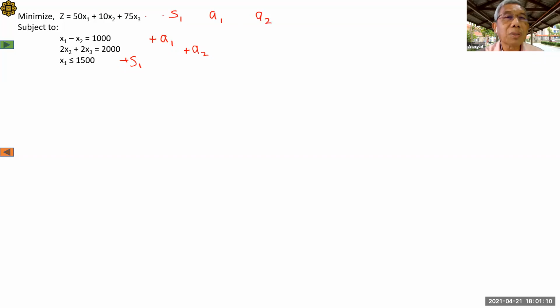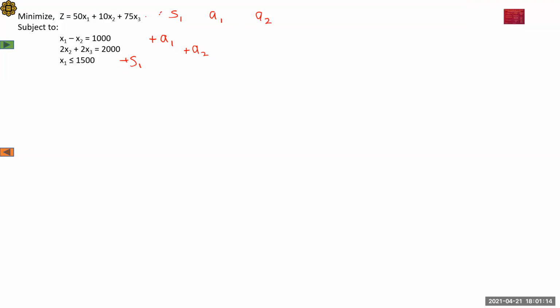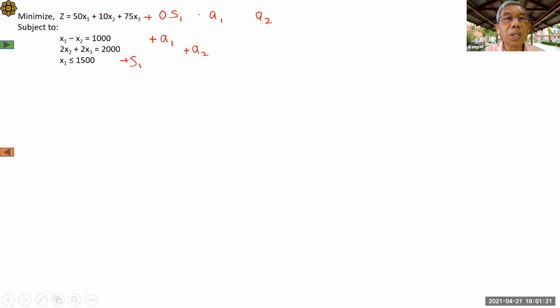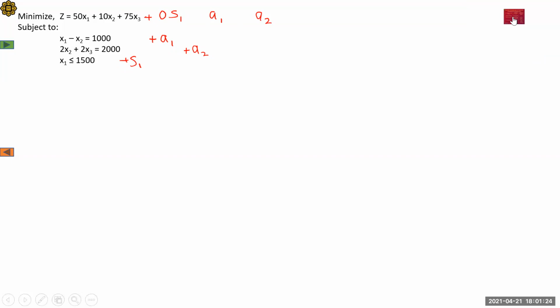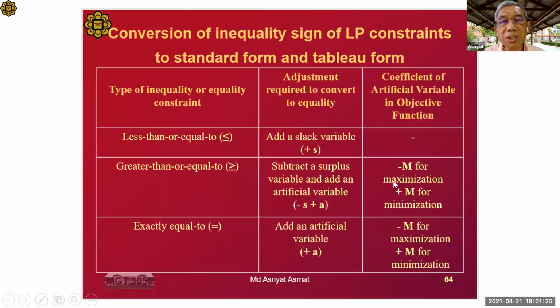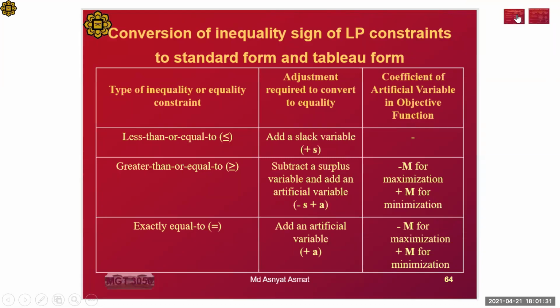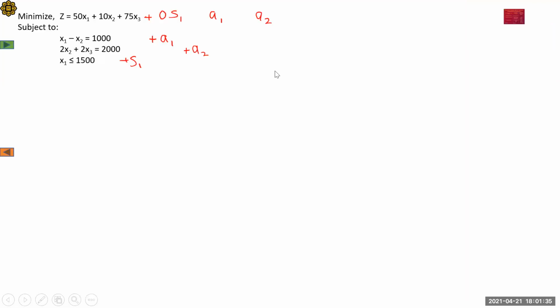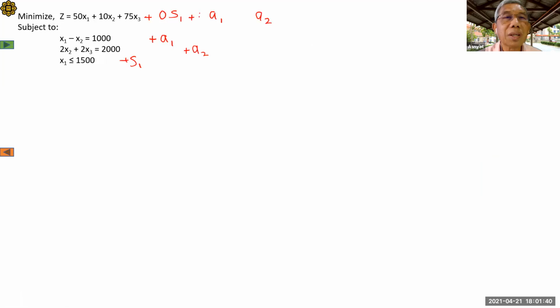So coefficient of S1? 0, so plus 0. How about A1? Plus M. Okay, just a review: for minimization, plus M. Plus M, here also plus M.